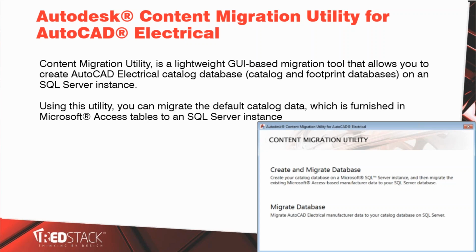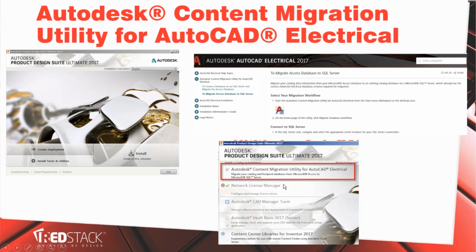Okay, so it's quite a nice utility. Now this utility is not installed by default. It's actually quite tricky to find it. It doesn't really say anywhere. Even if you search Autodesk help, if you search for migrate access database to SQL Server, it doesn't really say how to find it or how to install it. It just tells you where to start it. In fact, if you just install the software by default, you will not have this migration tool.